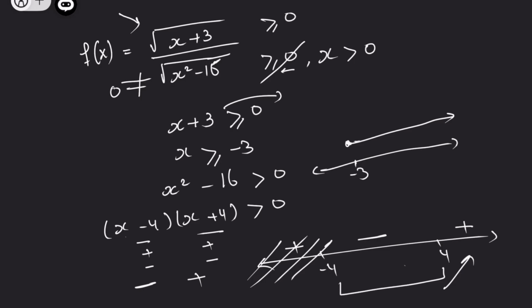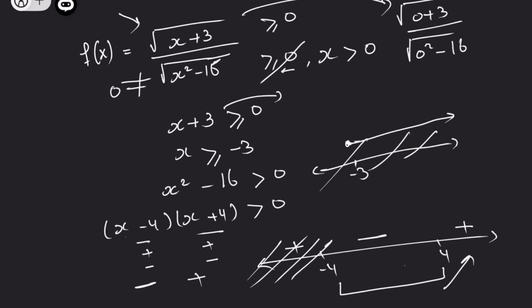So now, we are going to exclude this too. Understood? Because all of it is less than 4, it will give me a negative value. Do you want to confirm by yourself? Choose any value less than 4. For example, let's say 3, or 0. Replace it in my function here. So it will be root of 0 plus 3 divided by root of 0 squared minus 16. So it will be root 3 divided by root minus 16. We found the negative value, so it is undefined.